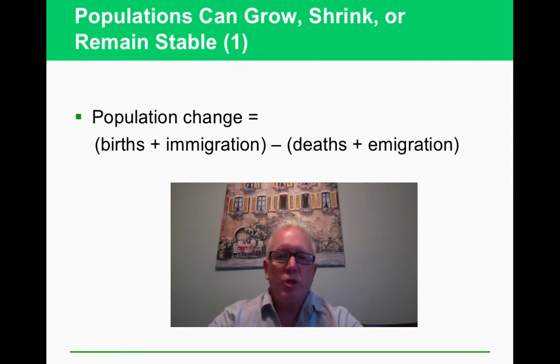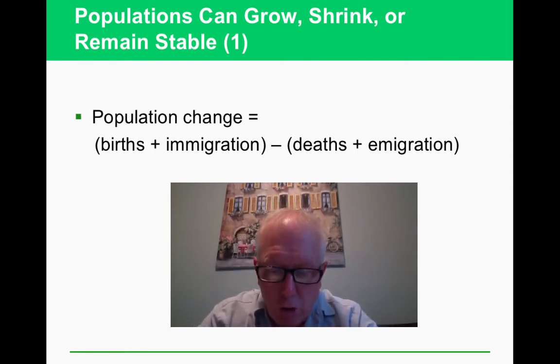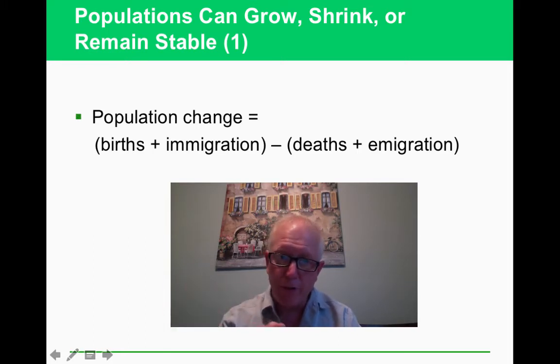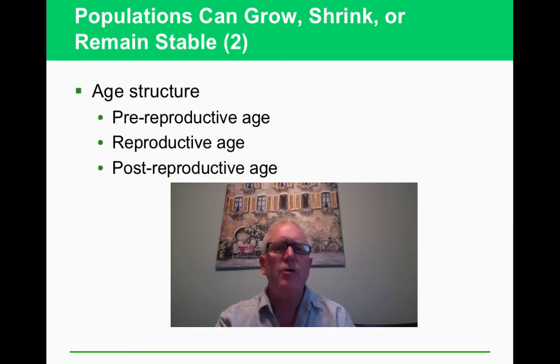All right, so populations can change. They do change. They're going to grow, they're going to get smaller, they're going to remain stable. And basically, here is the formula that dictates that. Births plus immigration, immigration being new members coming in, minus the deaths and the emigration. Emigration will be members of your group that are leaving. And that's how it's calculated.